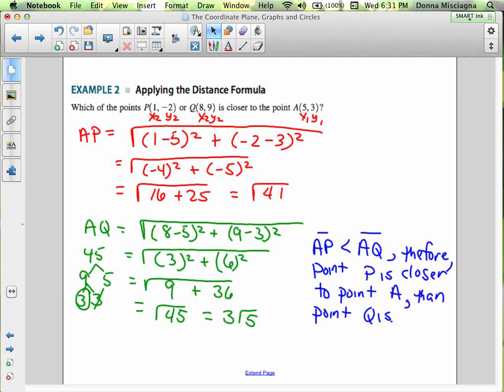All right, so that's a little work with the distance formula. I'm going to pause this tape, and then we're going to look at the midpoint formula.